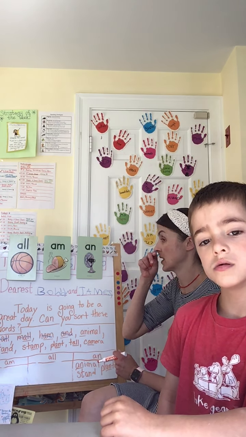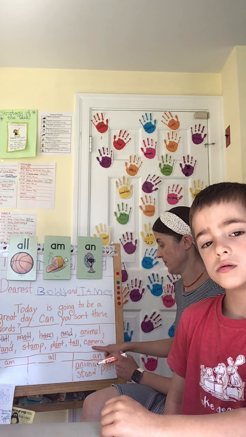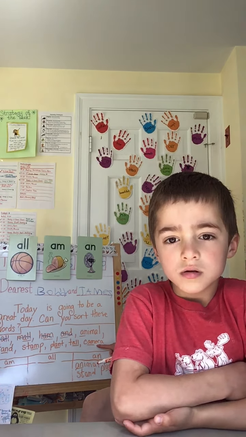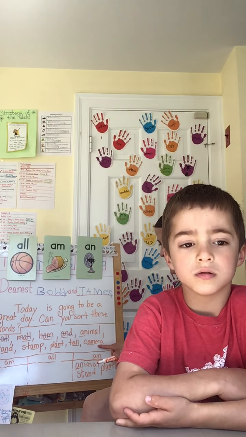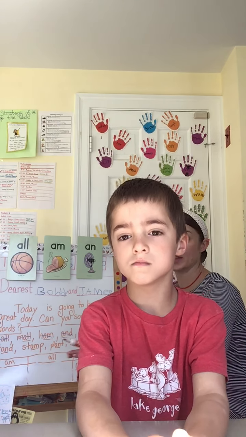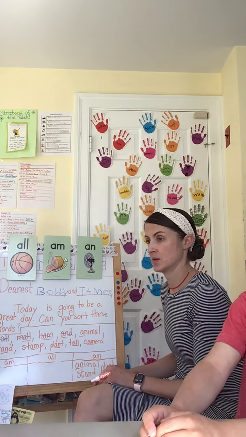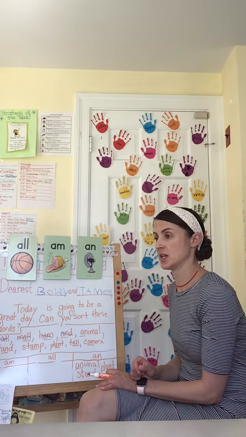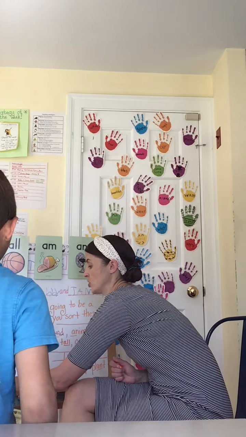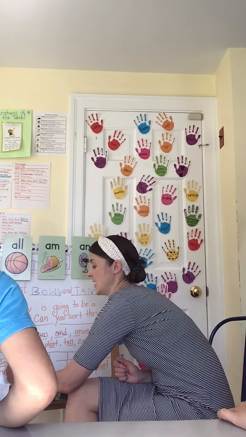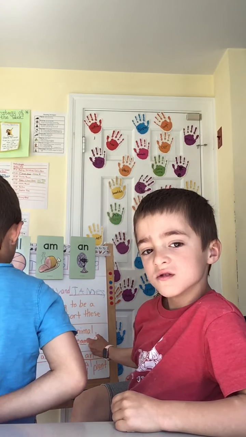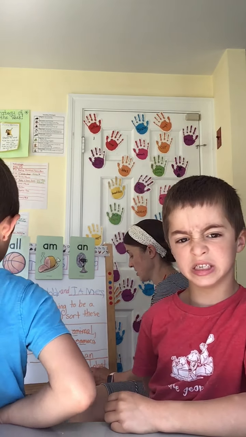Camper. So use Chunky Monkey since that's our strategy. Cam... Camera. Camera, fantastic. And where would you put that? Where would you put camera? What glued sound do you see? You put it in the A-M, because you have A-M. Am. Am. An. An. Where would an go? In the an column.